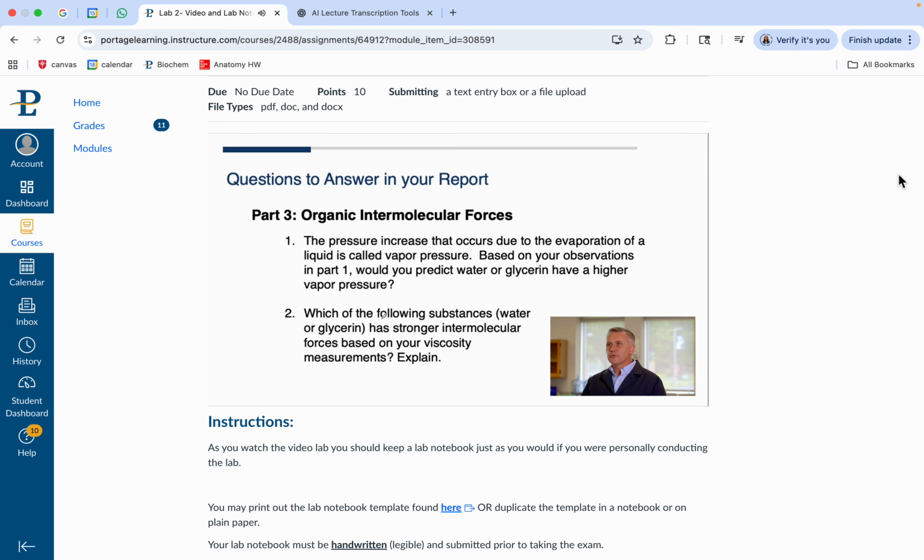Now we've gathered some data in this part 3 of your experiment. We want you to answer a couple of things. The pressure increase that occurs through the evaporation of a liquid is called vapor pressure. And based on your observations in part 1, again, going all the way back to part 1, so go back there, would you predict water or glycerin to have a higher vapor pressure?